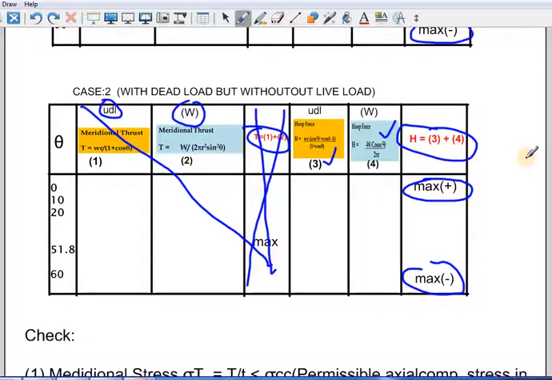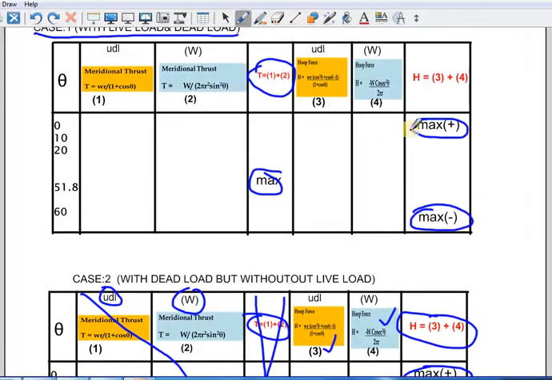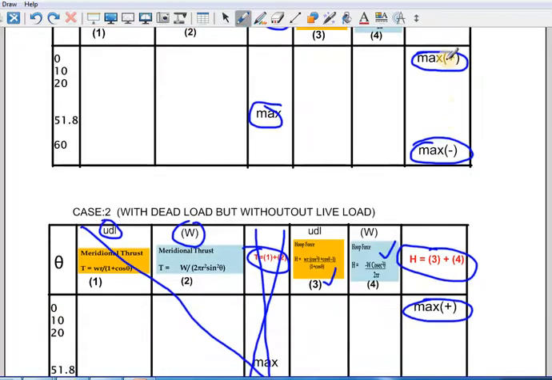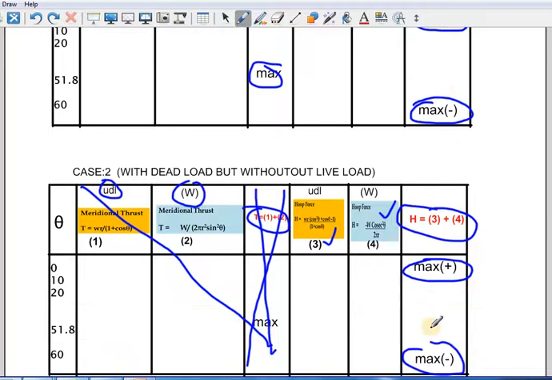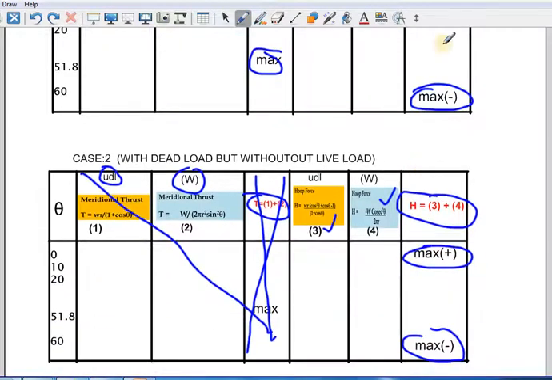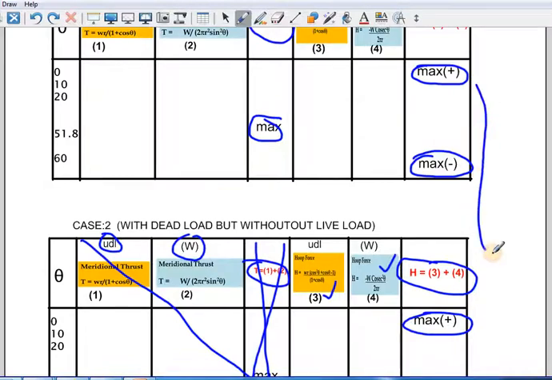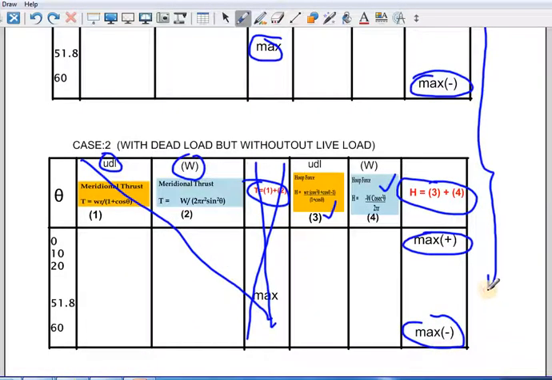Without live load you should find h. So you will have four values of h: one with live load, one without live load, each positive and negative. Out of these four values, you take the maximum value.